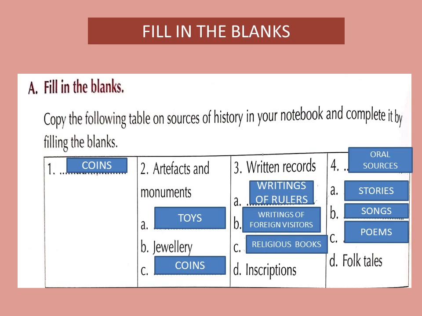What will be the first one? Number 4, first one. What we will write there? Oral sources. And among the oral sources, what are the points? First one is stories. Second one, B, is songs. And number C will be poems. All of you will write it down.